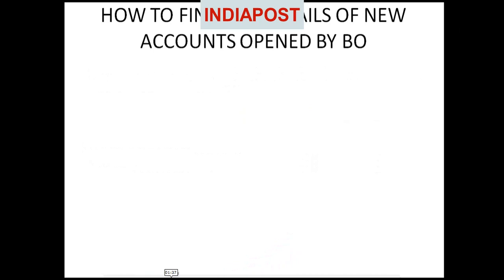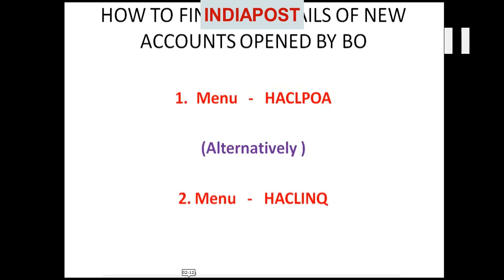Now, how to find the details of new accounts opened by BO? There is a menu HACLPOA which can be used by operator or supervisor of SPM to find the total number of accounts opened by BO and the total amount collected by the BO. Alternatively, there is another menu HACLINQ which can be used by sub offices for getting the new accounts opened by BO.